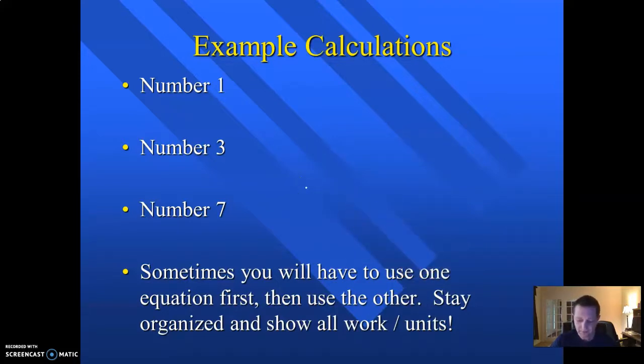Okay, so for problem number 3, it says determine the wavelength if the frequency is 8.79 times 10 to the 13th per second. Okay, that's the frequency. I want to know what the wavelength is. So we're going to use the first equation, which is C equals lambda times nu. Let's reorganize this equation to solve for wavelength, which is lambda.